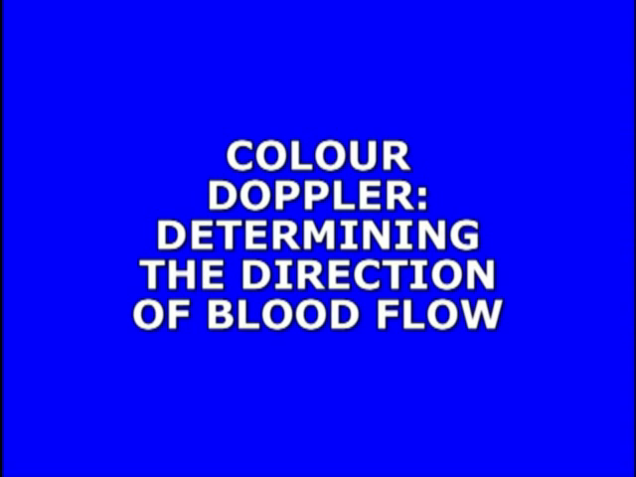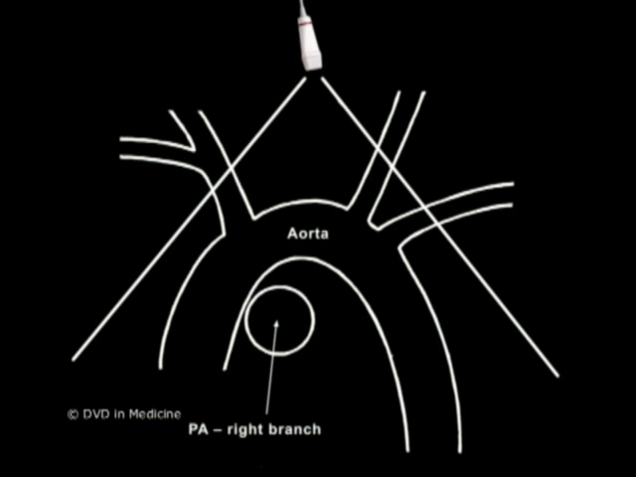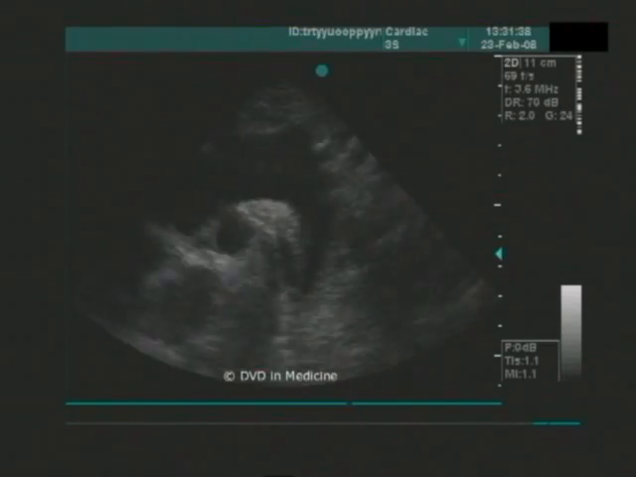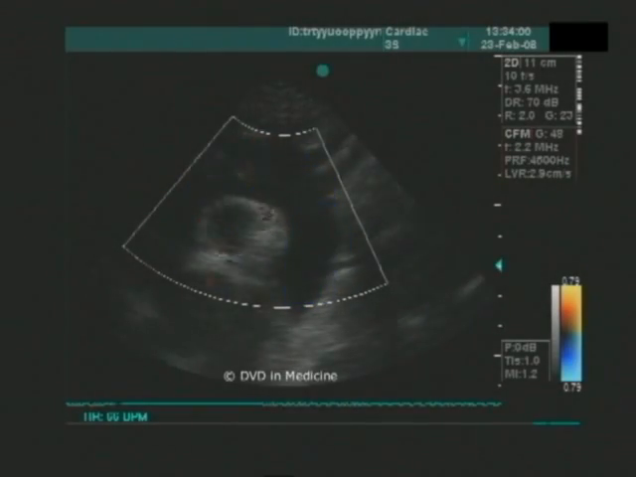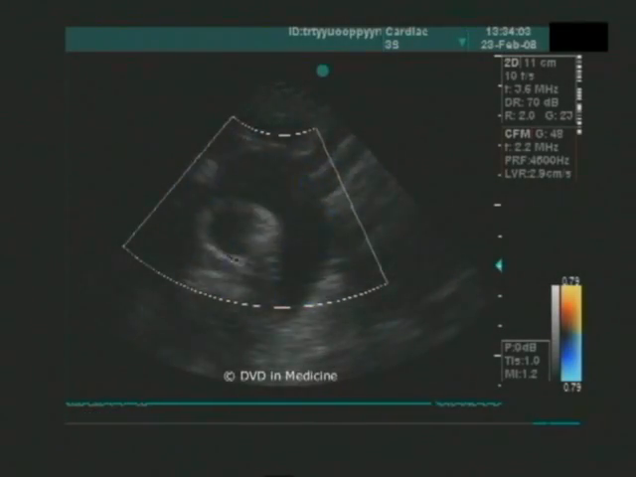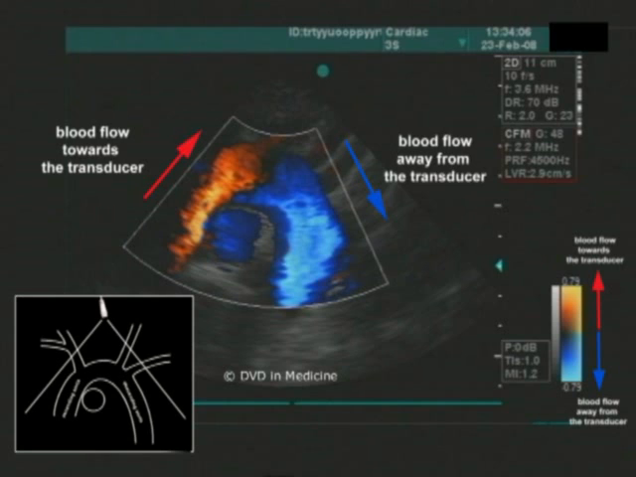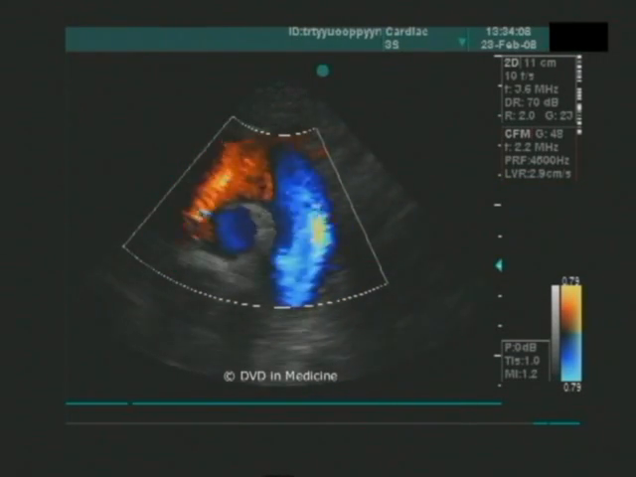Color Doppler. Determining the direction of blood flow. A very good example for the illustration is the image of the aortic arch obtained from the suprasternal approach. To determine the direction of blood flow, one must look at the color scale that is situated on the right side of the screen. The color of the upper part of the scale will match the color of the blood flow that moves in the direction of the transducer. In turn, the color of the lower part of the scale will match the color of the blood flow that moves away from the transducer.